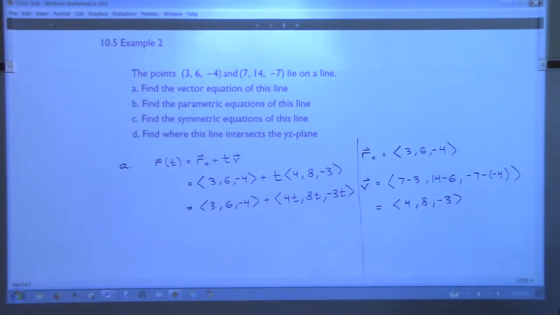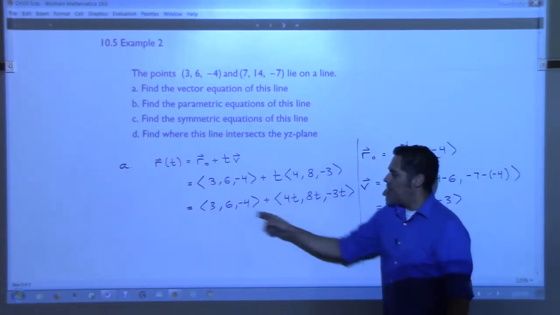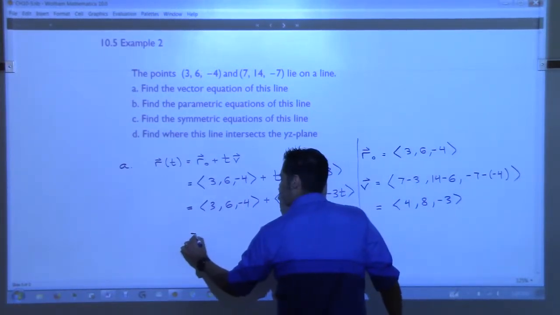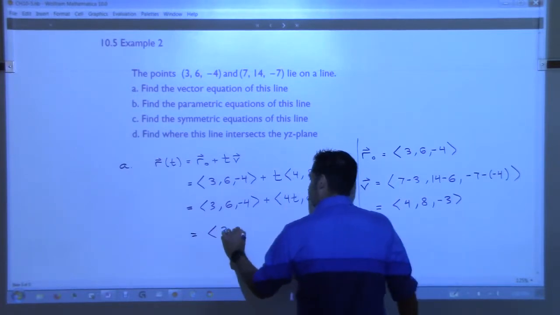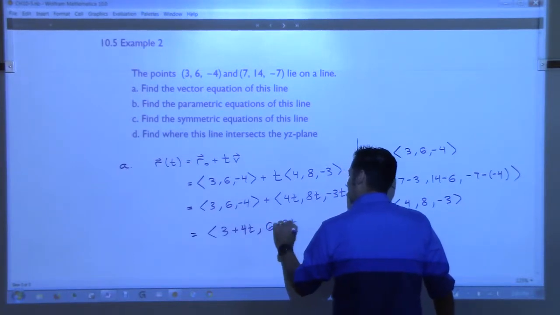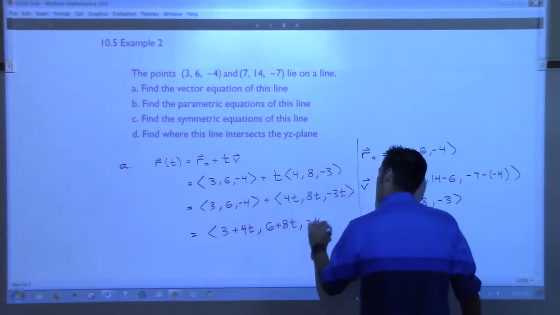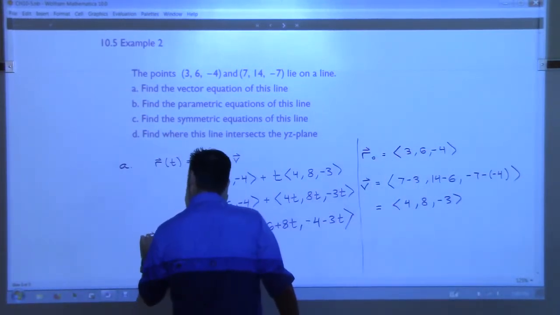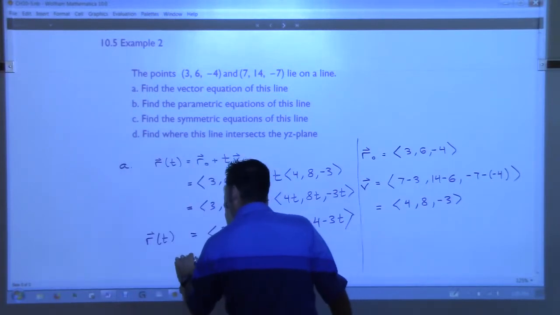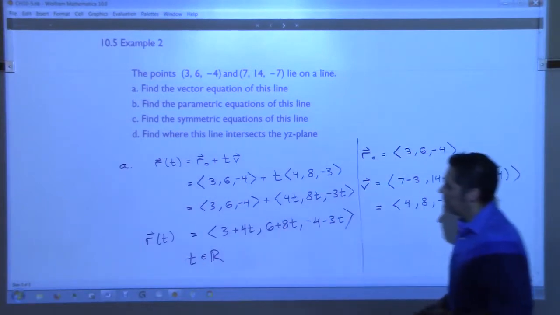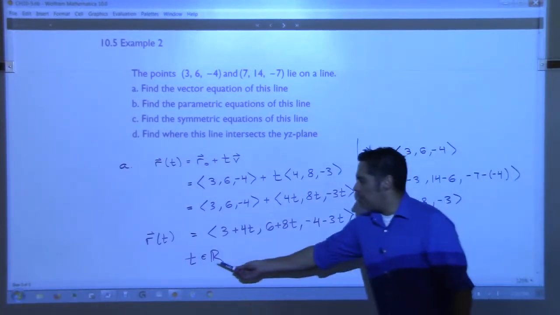And then adding the vectors, you just add the components together. Right, if I have 2 vectors in three-dimensional space, to add them, I add the x components, y components, z components. So I will get 3 plus 4t, comma, 6 plus 8t, comma, negative 4 minus 3t. There it is. And I'm going to state here t is an element of the real numbers.